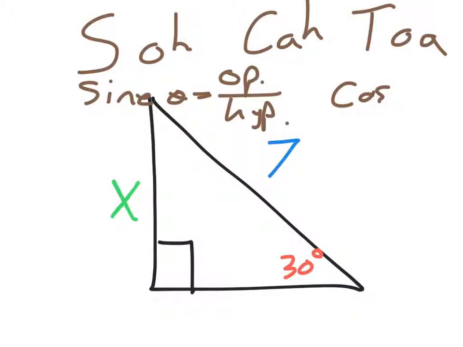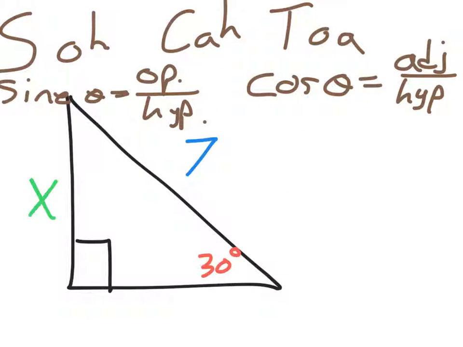Cosine of an angle, so there's theta, my angle. The cosine of some angle is the adjacent over the hypotenuse. And if you're not sure where I got opposite over hypotenuse from, it's this right here. And I got adjacent over hypotenuse right from the translation of SOHCAHTOA. Adjacent, hypotenuse.